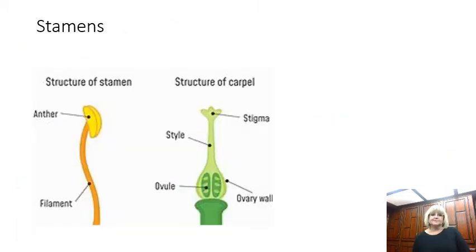So the stamen consists of a pollen-bearing anther and a stalk or a filament. Your stamen, the male part of the flower, will be the picture on the left, and you can see the anther and the filament. And then the structure of the carpel over on the right is going to be the female part of the plant. That's where you've got your stigma, style, and your ovary.